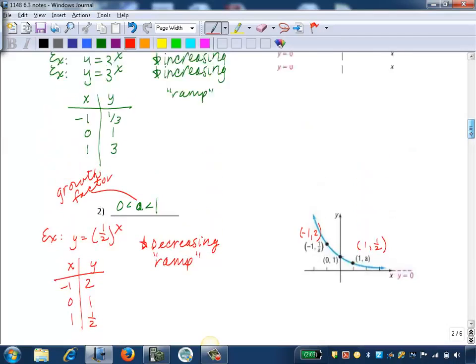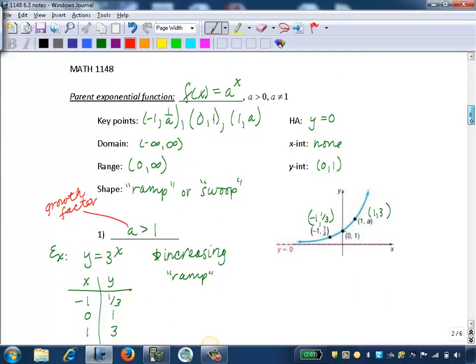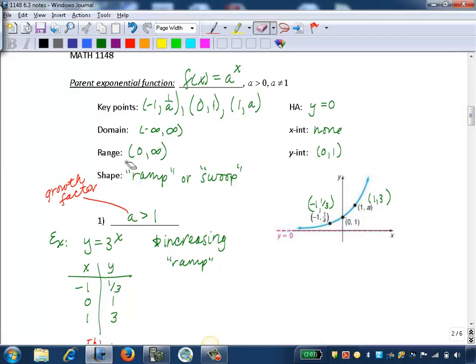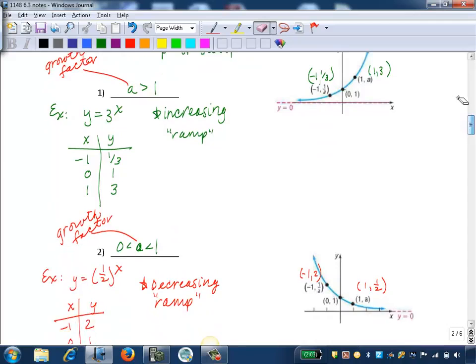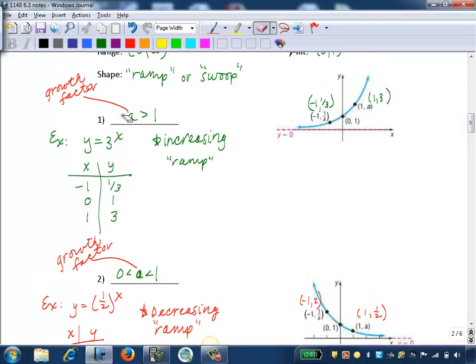So all of this information at the top, the key points, the domain, range, the shape, the asymptote, the intercepts, it's exactly the same whether a is greater than 1 or between 0 and 1. The only difference is if a is greater than 1, it's going to be an increasing shape. If a is between 0 and 1, it's a decreasing shape. So you will do transformations with these and you'll use these key points.